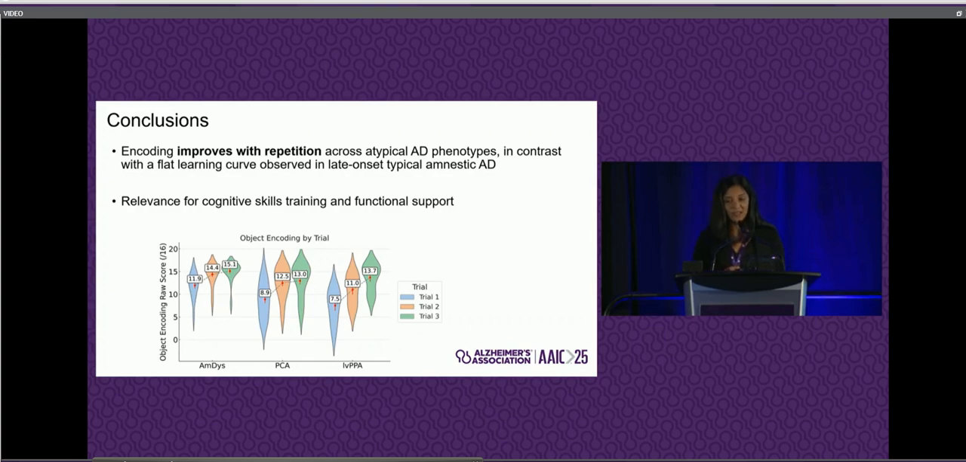We also observed that encoding improves with repetition across these phenotypes, and this is in contrast with a flat learning curve observed in late onset typical amnestic AD. This has big relevance for cognitive skills training and functional support.